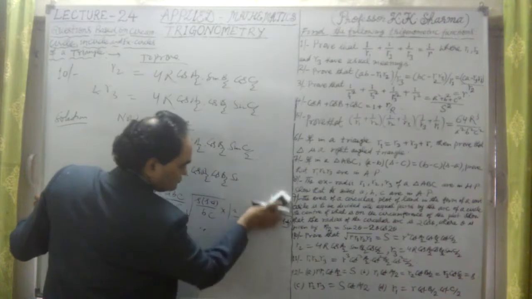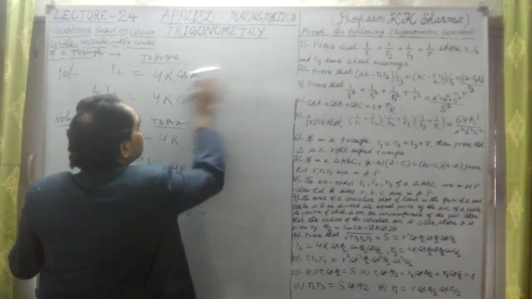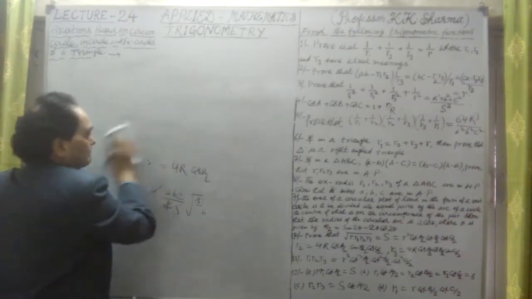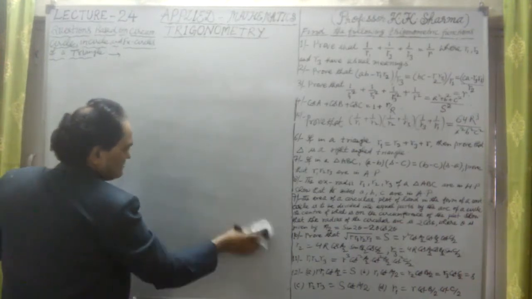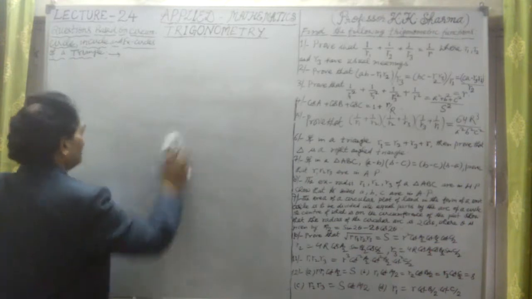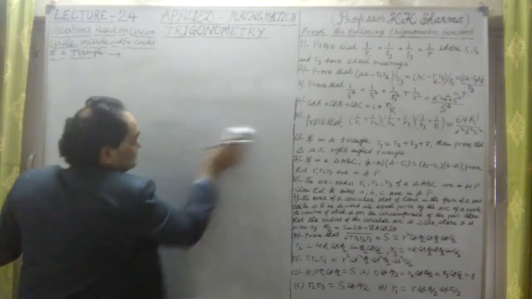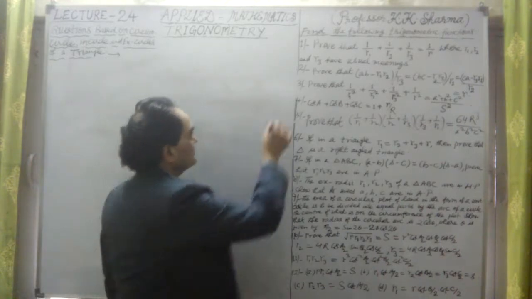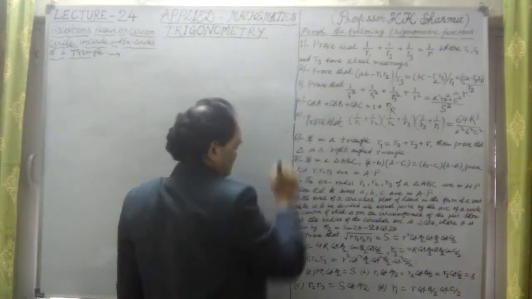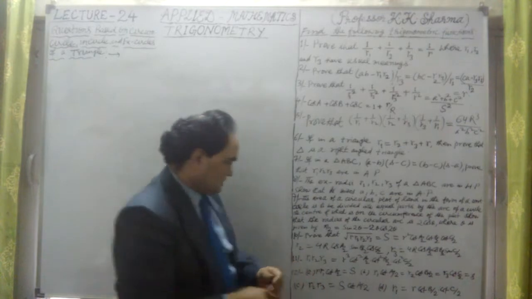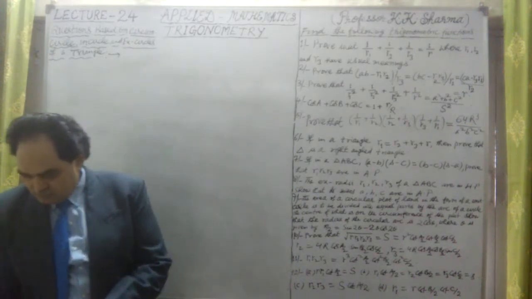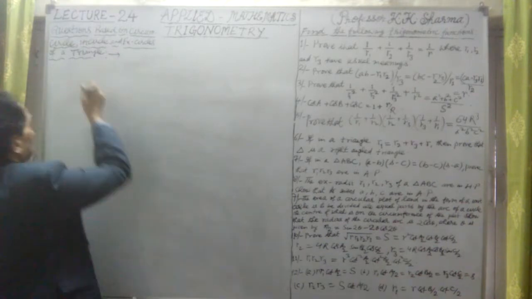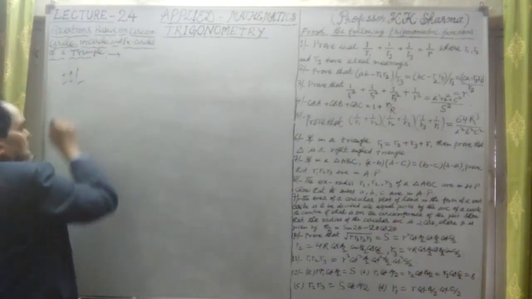Let me take now question number 11. What does it say? Let me check. The 11th question is R1, R2, we have to prove.